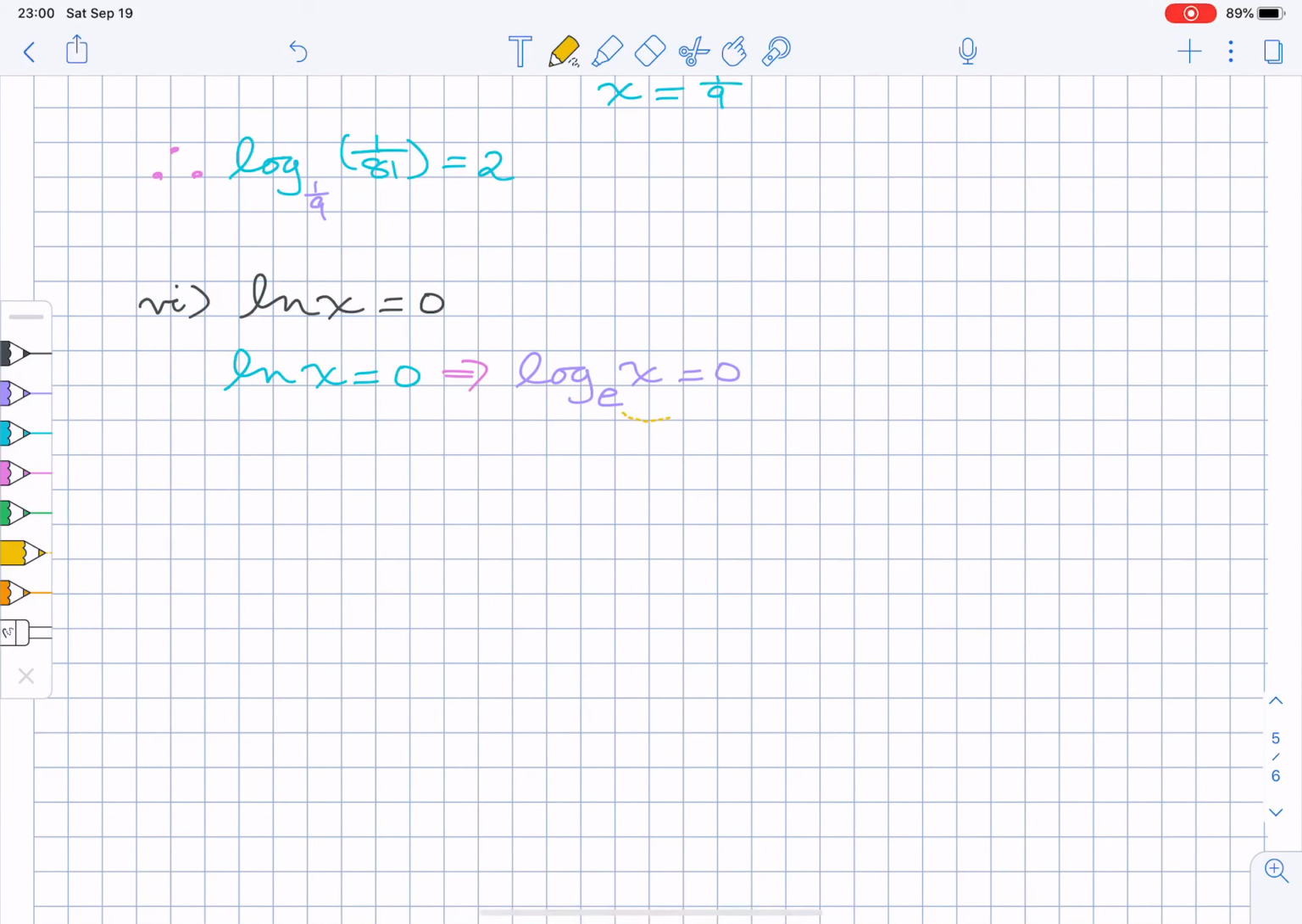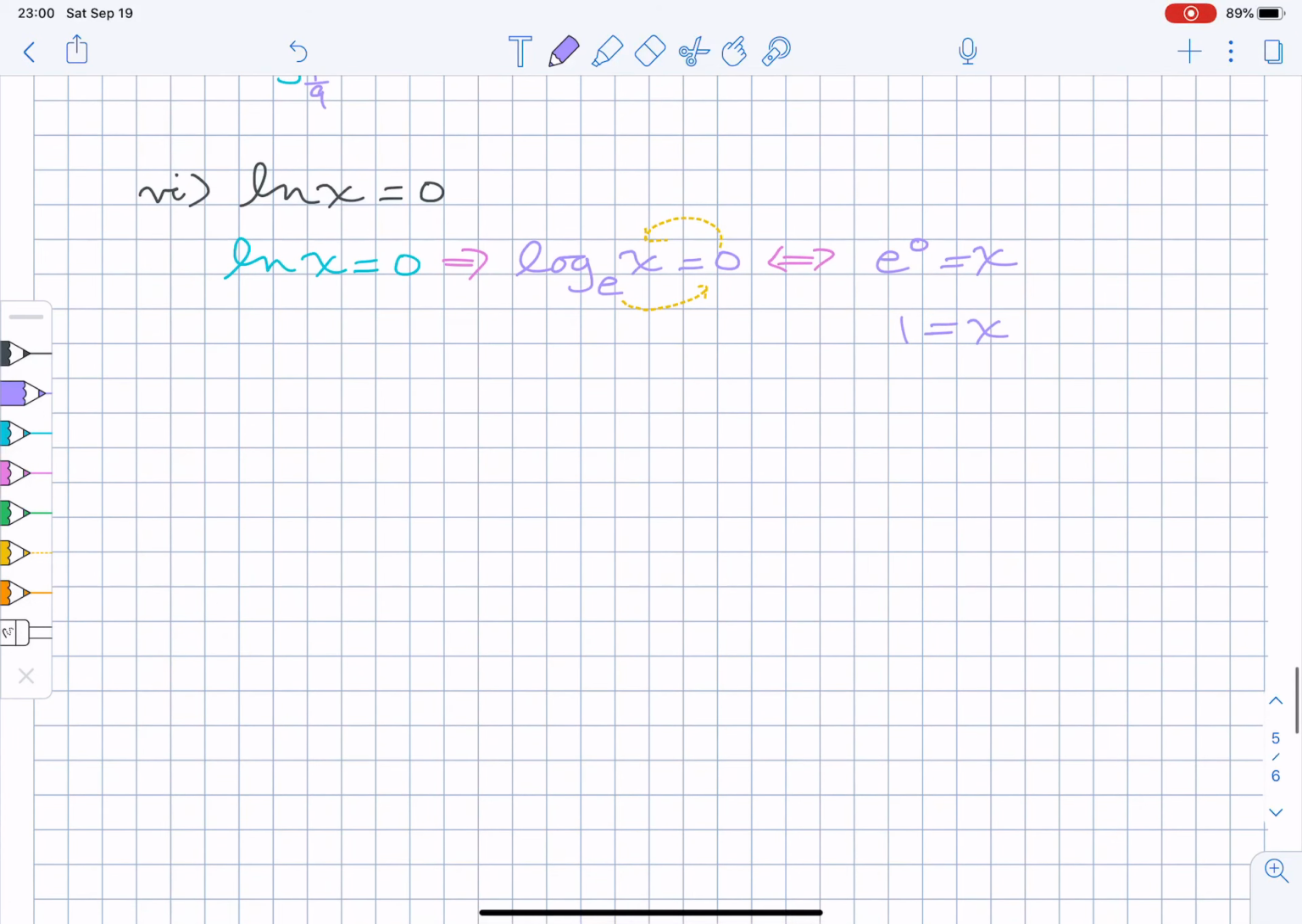So now I can translate from logarithmic to exponential form. So this gives us e to the 0 is equal to x. Well, all non-zero numbers raised to the 0th power is 1. So 1 is equal to x. That was actually not so bad. So we get that natural log of 1 is equal to 0. And actually I should have put it there.